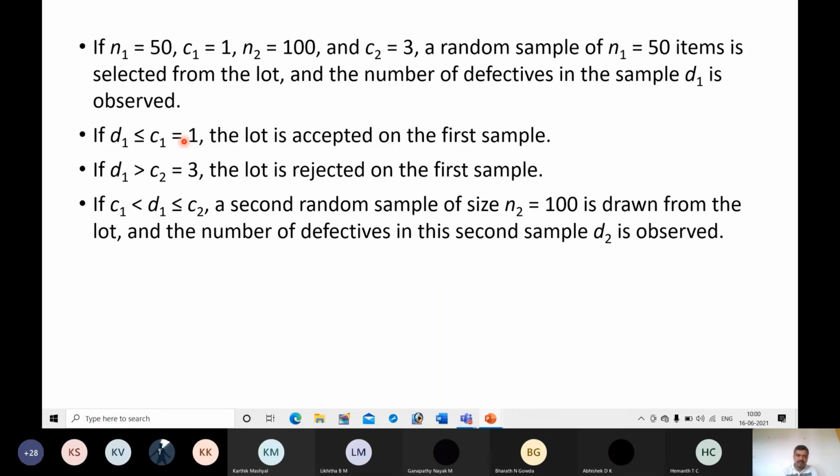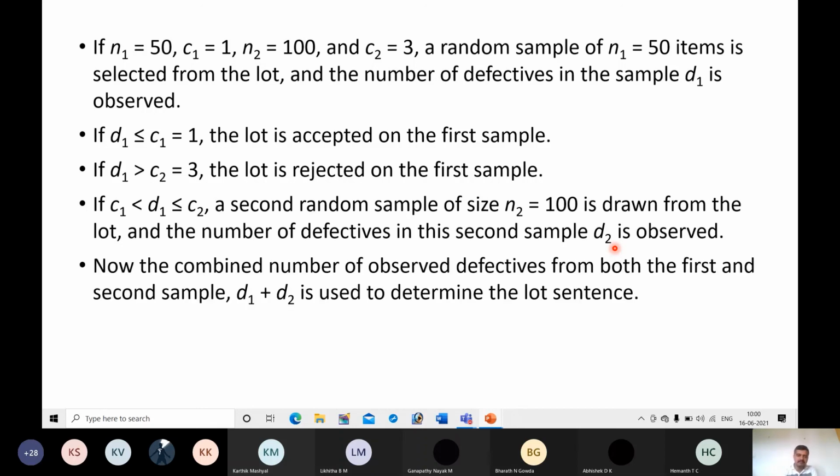So if the number of defectives is 2 or 3, once again you are picking 100 more units for inspection. Then you will observe the number of defectives out of 100, how many are defective. That is D2. So you may get 0 defective, you may get 1 defective, 2, 3 or more than that. Based on that you can take a decision.